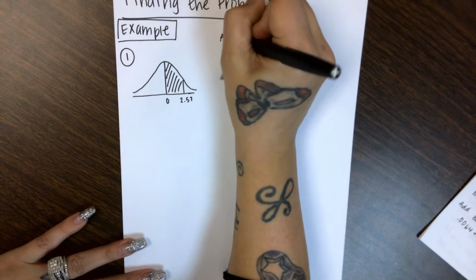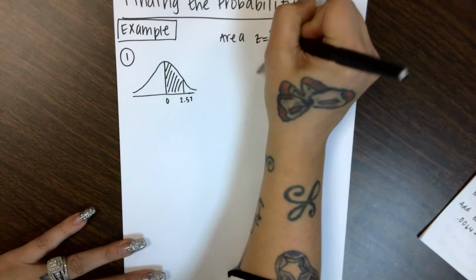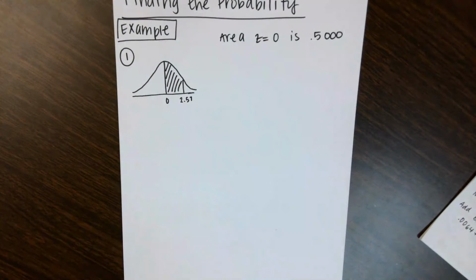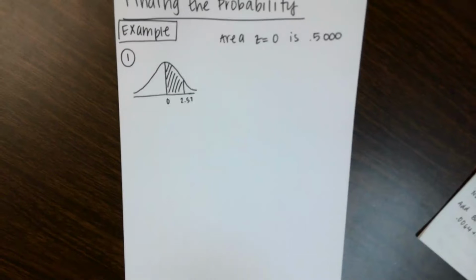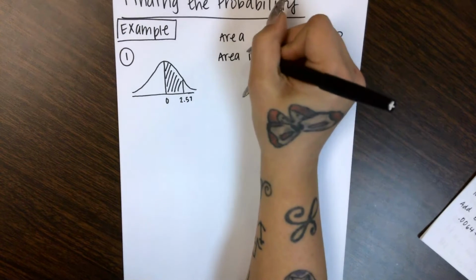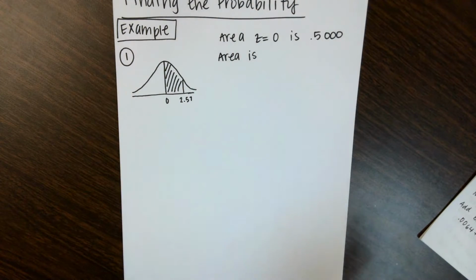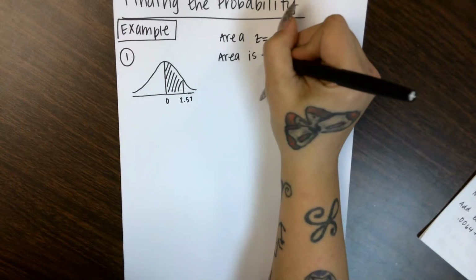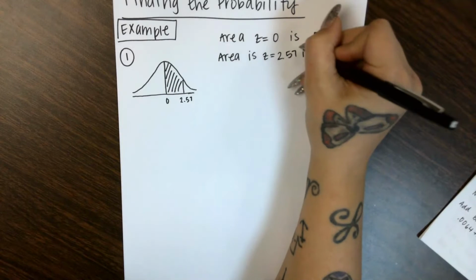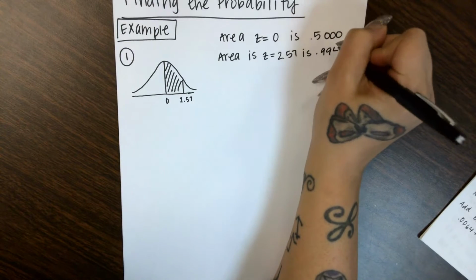We figure out area of z equals 0. Y'all, we just did that one, right? It won't change. It's always 0.5, or 0.5000 if you add the zeros just to be more accurate, or it really doesn't matter. And then we would need to figure out what the area is. I already started writing the word area. So area is 0.9949 for 2.57. Which one's larger?